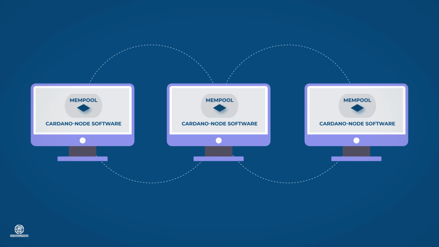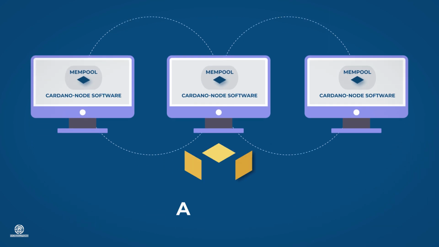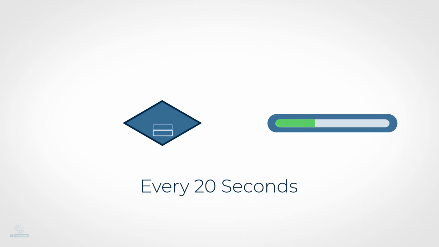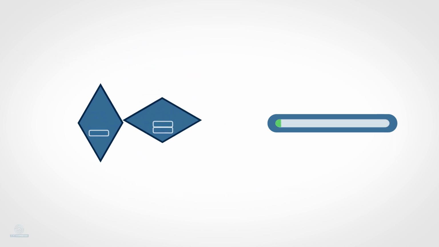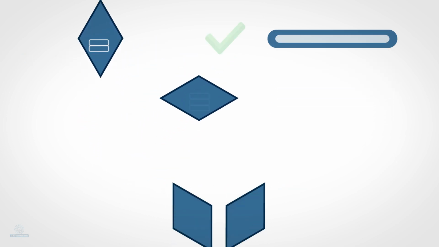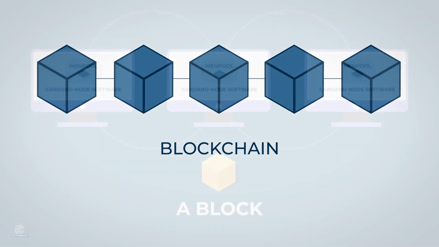But now the information is only stored in this place called the mempool. To save this information for all time, it must be stored in a block. This happens approximately every 20 seconds in a slot lottery, which decides which stake pool out there is going to mint a new block on the blockchain.